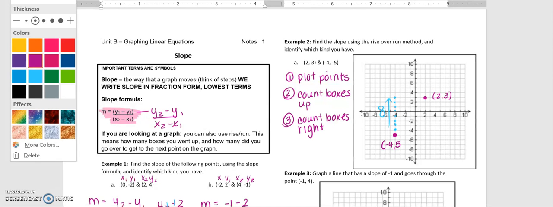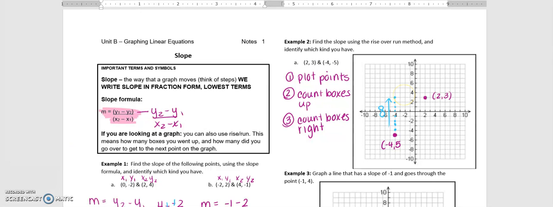Now, you could also be going to the left, just so you know, and we'll talk about that as we practice a little bit more. So from here, I'm going this way. So I'm going to count 1, 2, 3, 4, 5, 6 to the right.